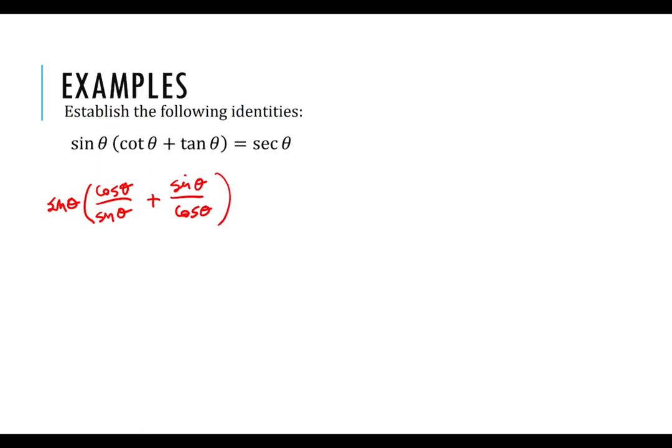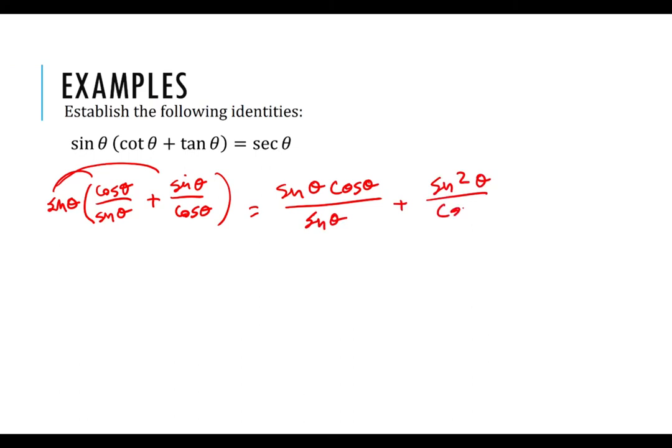At this point, how about we just distribute that sine of theta? Well, then that's going to be sine of theta cosine of theta divided by sine of theta plus sine squared theta over cosine theta. I think I'm going to go ahead and simplify it with that sine of theta divided by sine of theta is 1, and I'm going to get that cosine of theta plus sine squared of theta over cosine of theta is true.